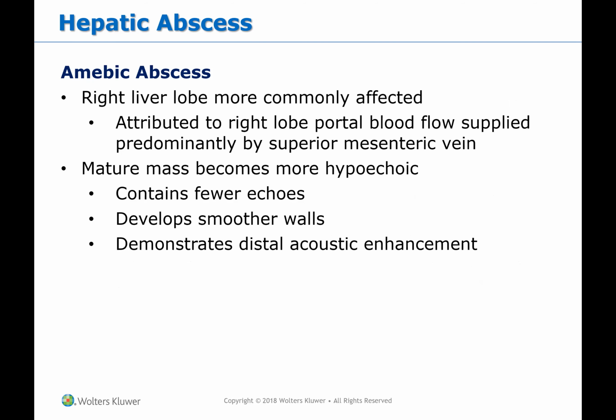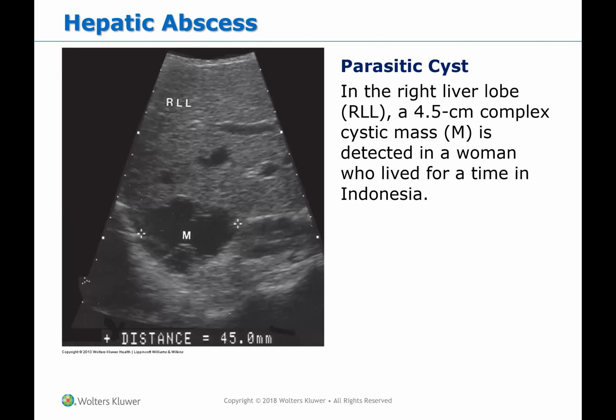Usually it seems like the right lobe is more affected by all this. And this might be because of the superior mesenteric vein that drains from the bowel and goes into the liver. Here is a parasitic cyst in a patient who lived for a time in Indonesia.